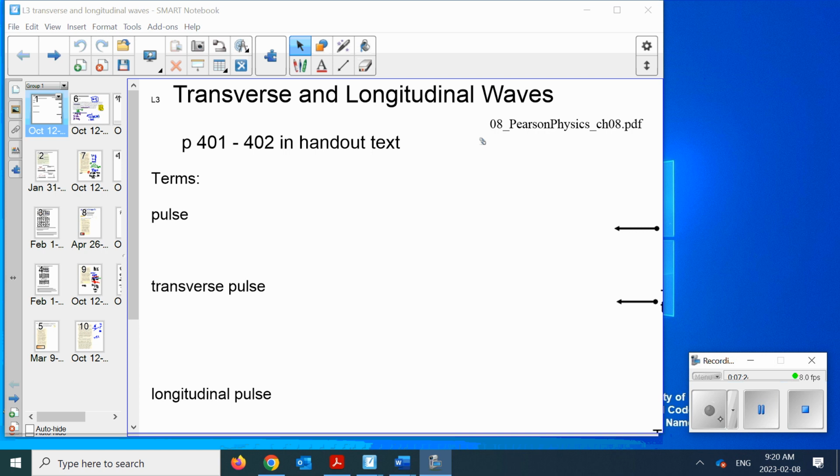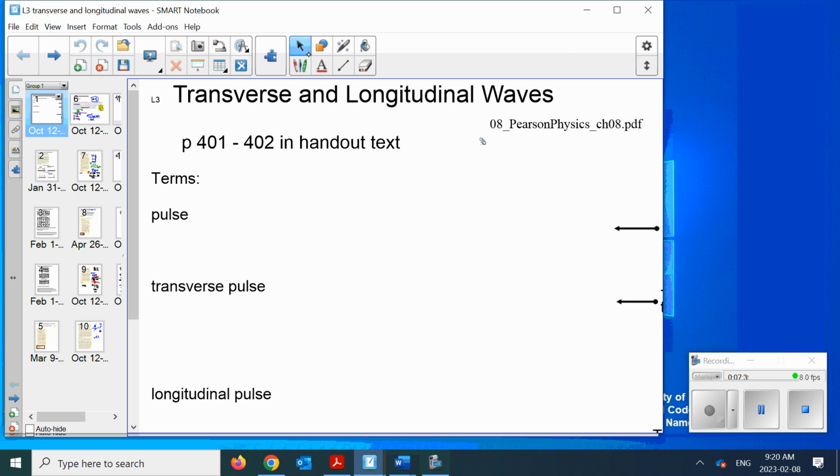Okay, I'm going to pause the recording. Okay, I've just handed this out, and there's some terms. Okay, we need to get some words down, and I'm going to get you a copy of them.